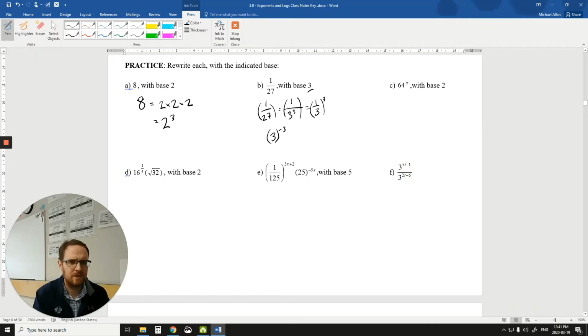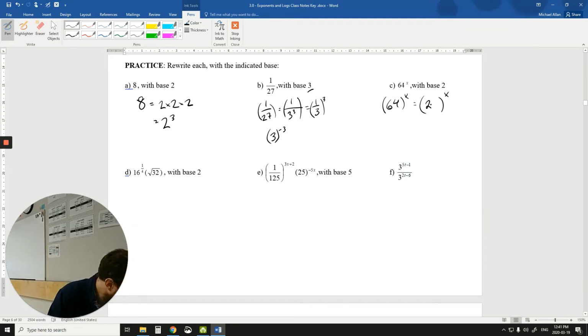This one has an exponent of x already, but that doesn't change anything. We just treat the 64 separately of the x, and we'll deal with another exponent rule later. So 64 is 2 to the power of 6. And now because we have a power to the power, we can multiply our two exponents and get 2 to the power of 6x.